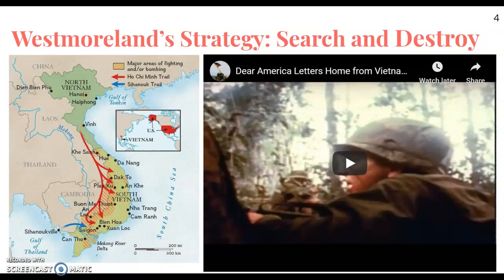The major problem with this strategy was that the NVA were replacing or adding more than 200,000 troops to their ranks every single year. So the idea that we could inflict so many casualties they would give up really didn't work out with the amount of men that the NVA could put into the field.